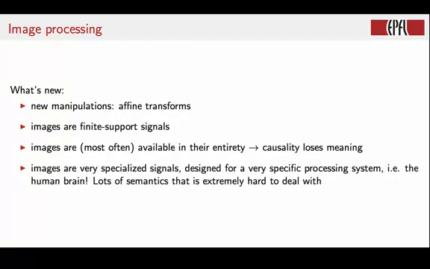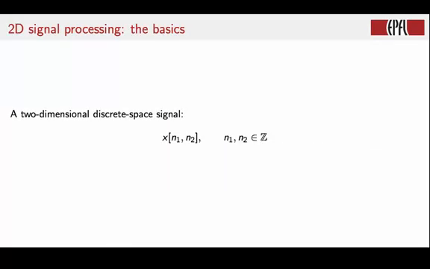However, all this applies to images, not to general 2D signals. Images are a very specialized signal, and they are designed for a very specific type of receiver, the human visual system. So images are a very small subset of 2D signals, and a subset that is imbued with semantics. Now, semantics are very, very hard to deal with in our linear space invariant paradigm.